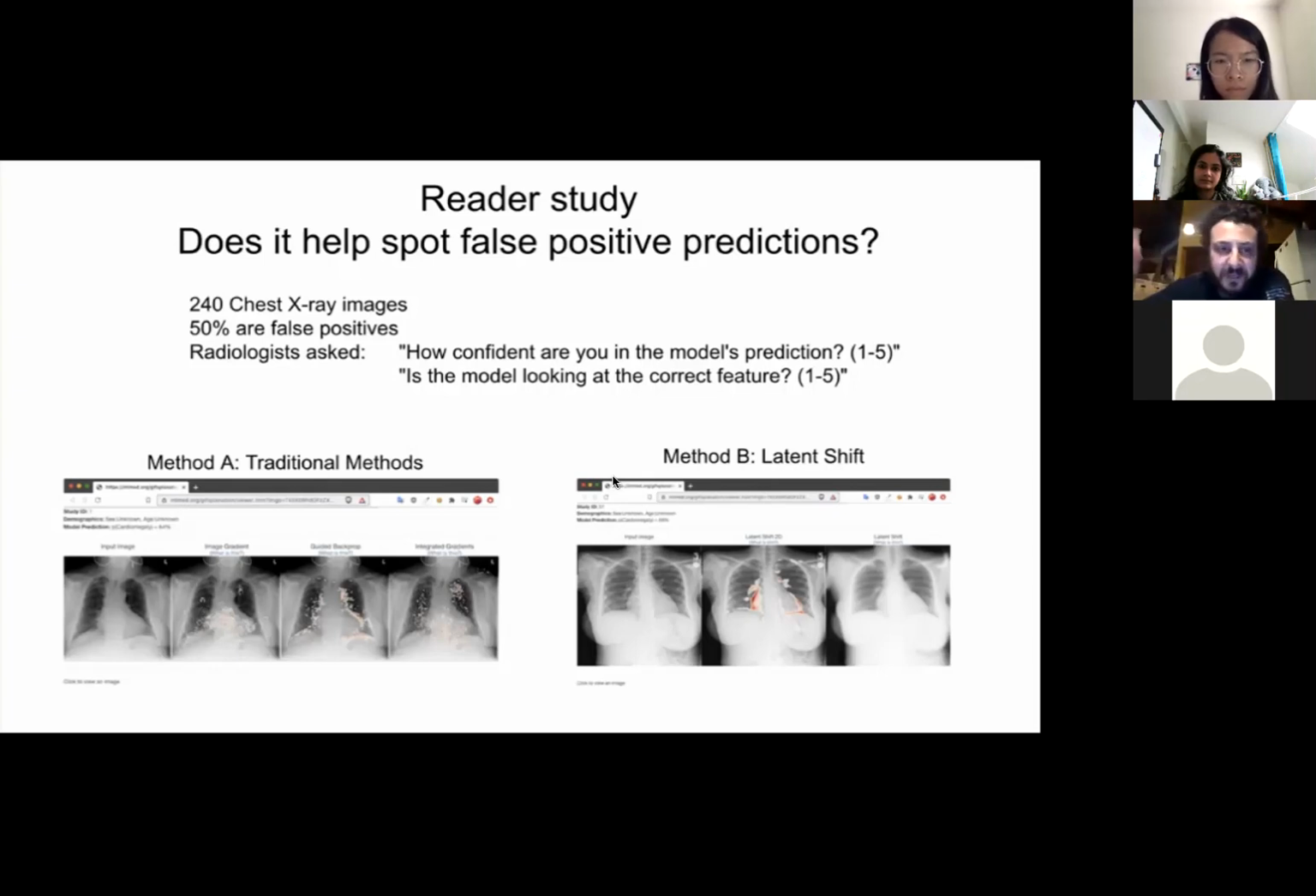So we mine the data to get these false positives. And then we present these to two radiologists in this interface. You can see it's a web-based thing. And then they have method A and method B.